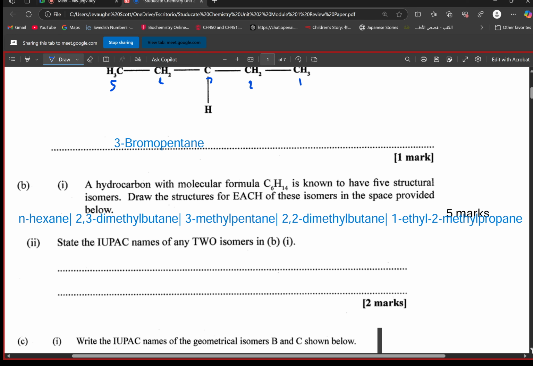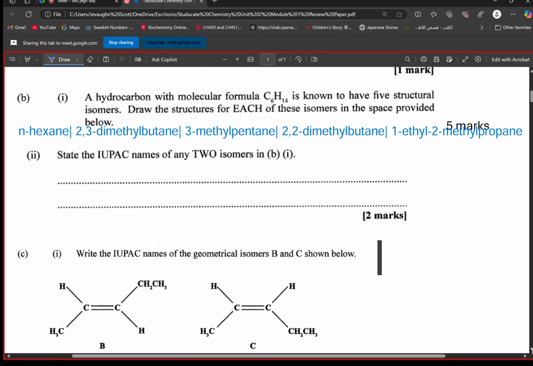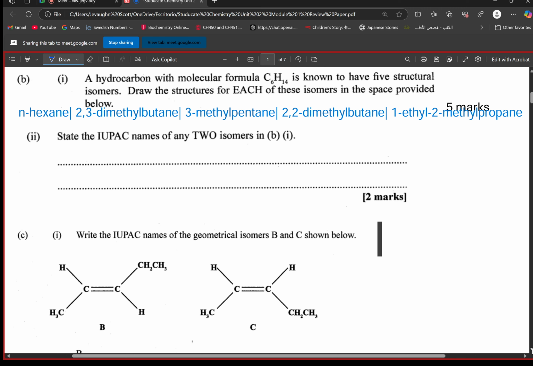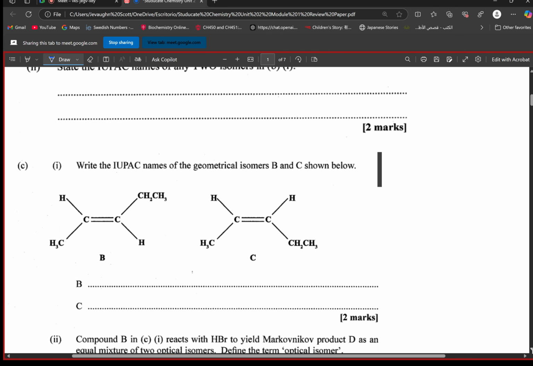I'm so excited. It's just chemistry. Write the IUPAC name for the geometric. Why does it say geometrical? Sure, for the geometric isomers, or geometrical isomers, I guess, B and C shown below. So what is the name of B?